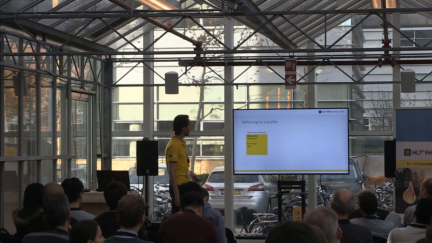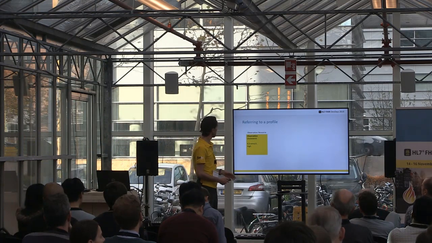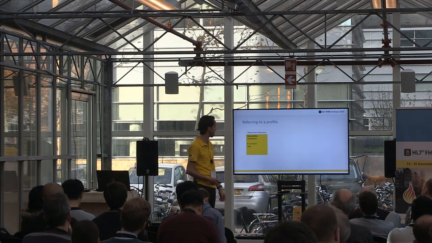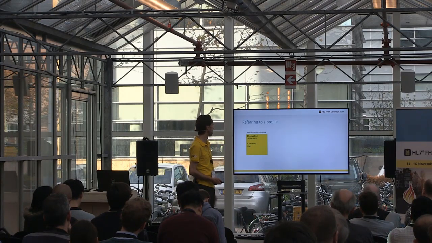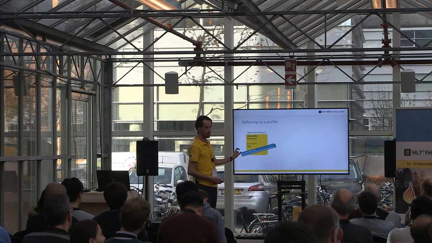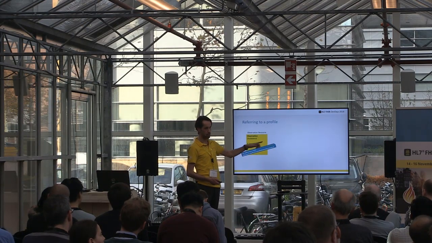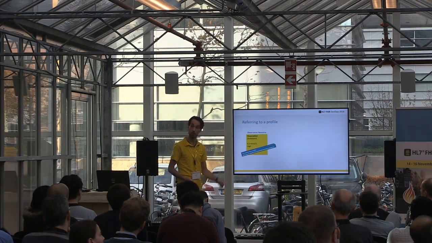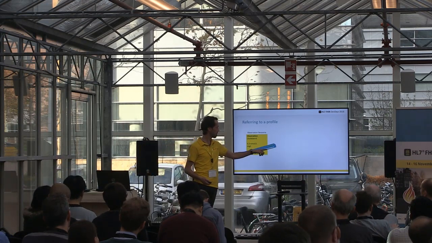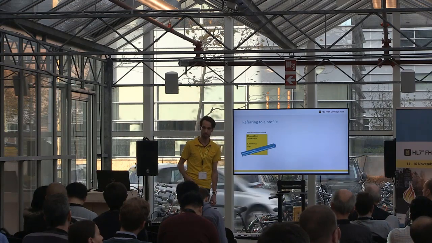So, how do you refer to a profile? Well, let's assume that this is some observation data that you're exchanging on the wire about a patient, a cholesterol diagnosis. FHIR allows you to put a tag on there, saying when you exchange that observation data, you put a claim, saying, I claim to conform to a specific cholesterol profile.